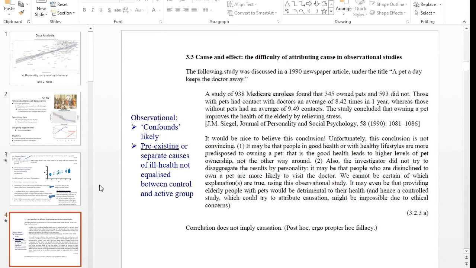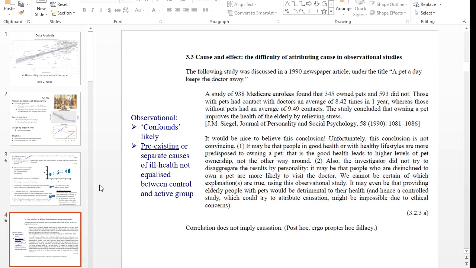It's actually very likely that we have here again a confounding variable. It may be that people who are in good health, or they enjoy a healthy outdoors lifestyle, are more likely to get a pet. That is to say, what's actually going on in the data is that people being in good health both means that they need to visit the doctor less often, and makes them more likely to own a pet. Not the other way round. Not necessarily that owning a pet improves their health.